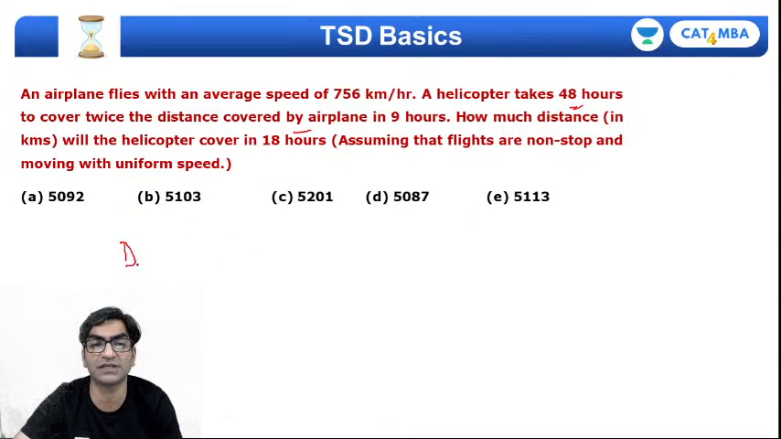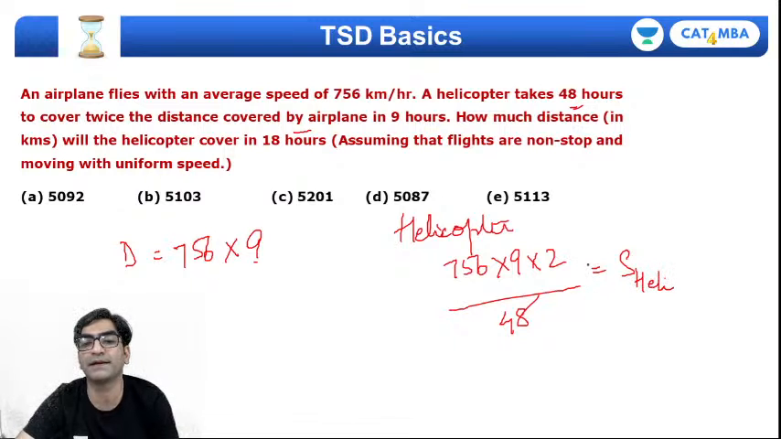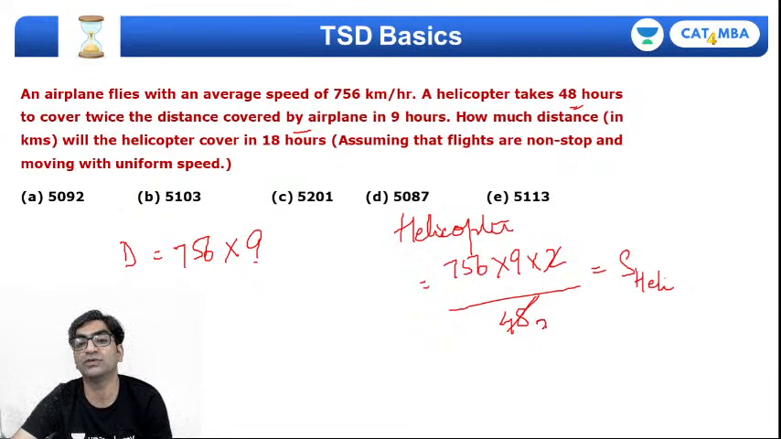So first of all, the distance covered by the aeroplane will be 756 into 9. For the helicopter, it covers double this distance in 48 hours, which means 756 into 9 into 2 will be the distance travelled, and if it travels this in 48 hours, this divided by 48 will be the speed of the helicopter. Right? Distance upon time. कितना आ रहा है ये? I'm almost expecting this to cancel out.